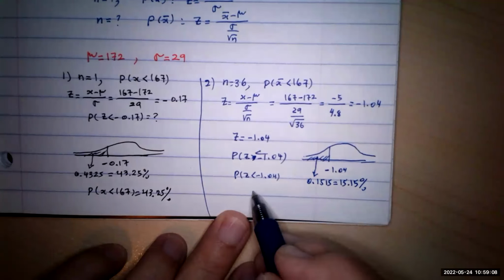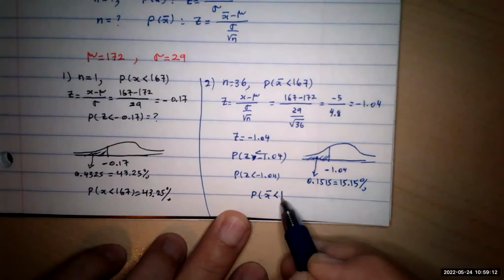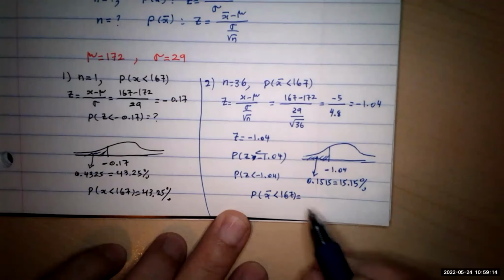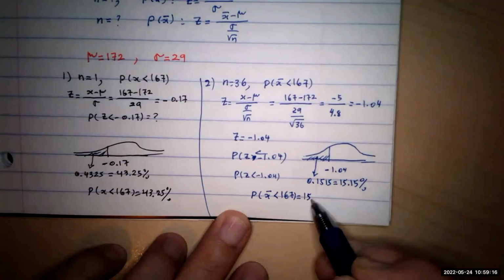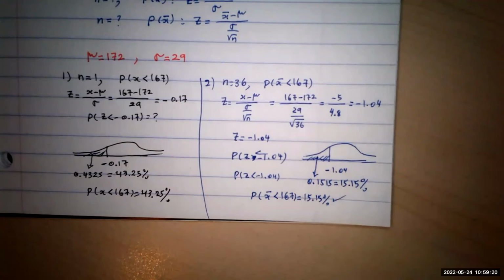So the probability that the average weight of the group is going to be less than 167 pounds is 15.15%. And then you're done. Okay, it's a straightforward problem. You can't miss it.